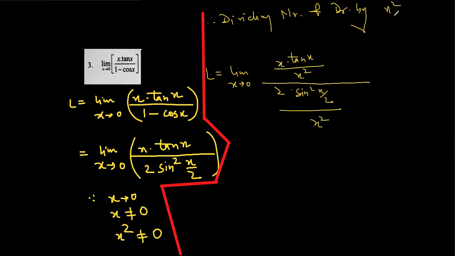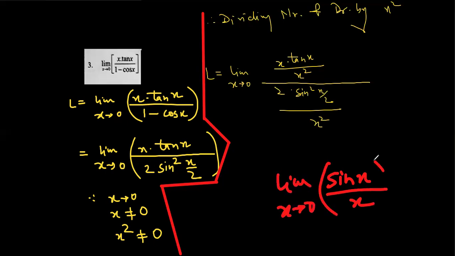You can ask me, sir, how did you know that we have to divide by x square? It's very simple. Because I had here sine square. I understand what the result demands. What does the result demand? It demands sine of x upon x, and x tends to 0. You see this? Sine of x upon x, x tends to 0, the limit is 1. If I have one single sine, then I would need one x.